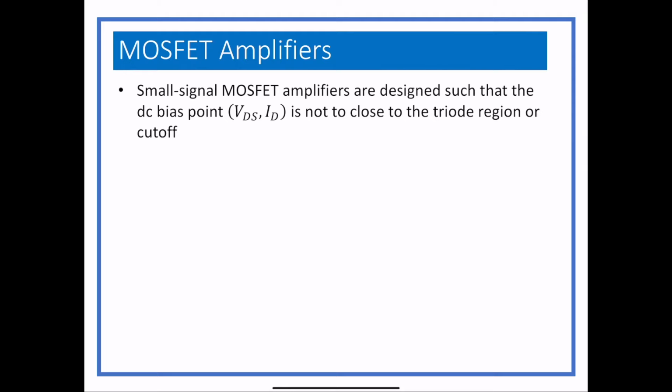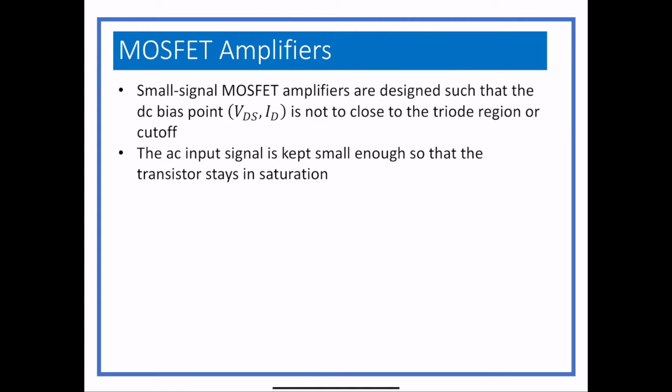So amplifiers, MOSFET amplifiers, and this all applies to pretty much the next type of transistor we do too, are designed so the bias point is somewhere such that if the signal moves up and down a little bit, it won't go into the triode region or into the cutoff region. So it's somewhere in saturation, and it is already biased, and hopefully we already know the DC parameters as such. So we keep the AC signal small.